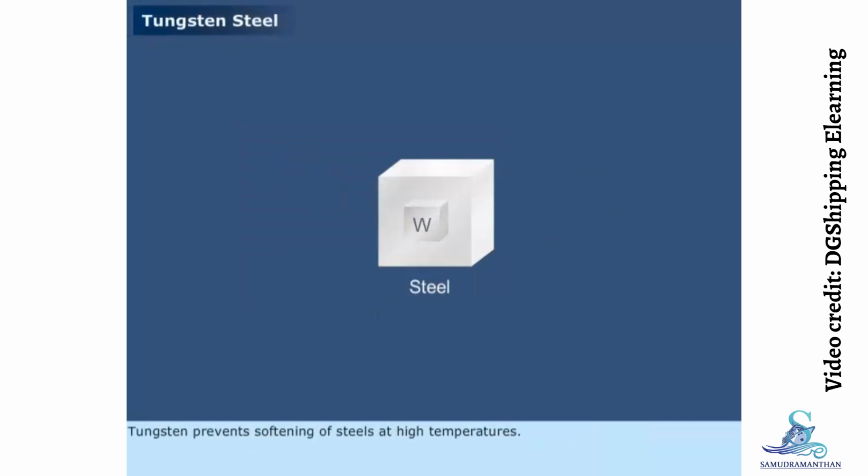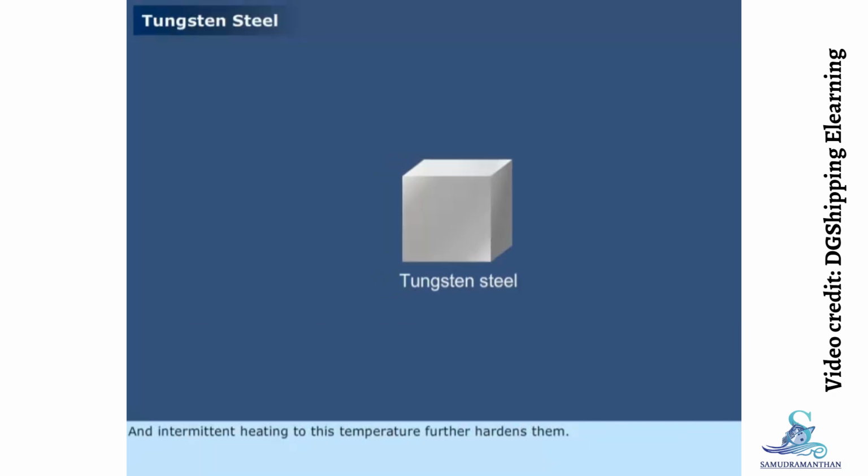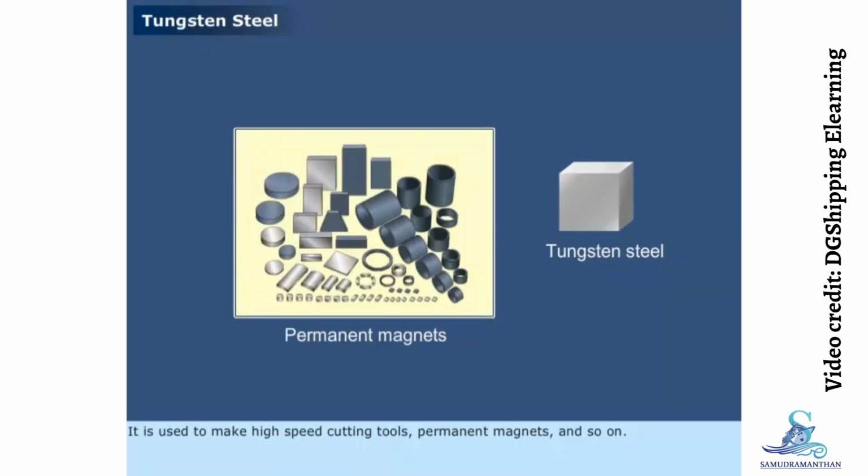Tungsten provides softening resistance of steels at high temperatures. These alloys are called high-speed steels as they retain their hardness up to 600 degrees centigrade. And intermittent heating to this temperature further hardens them. It is used to make high-speed cutting tools, permanent magnets, and so on.